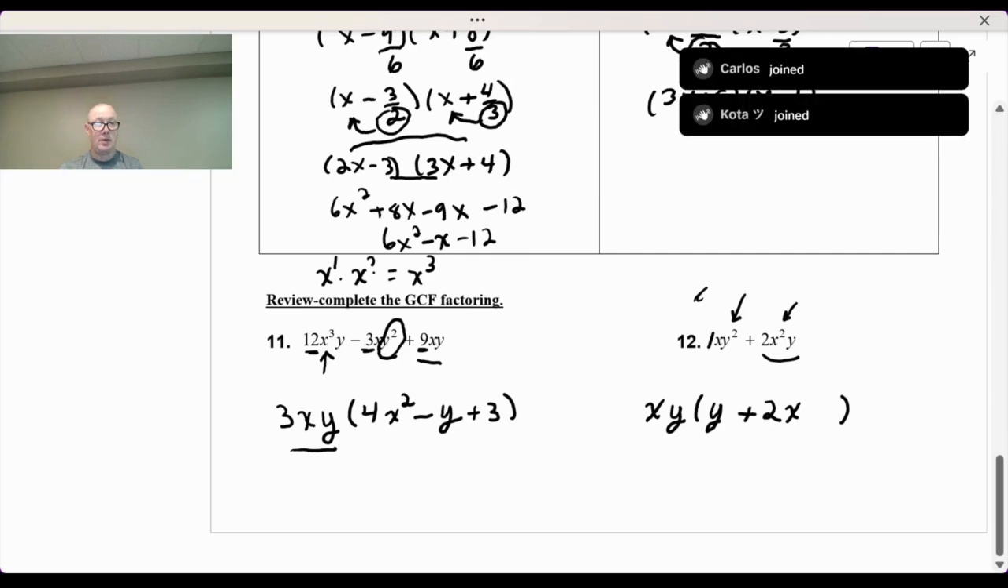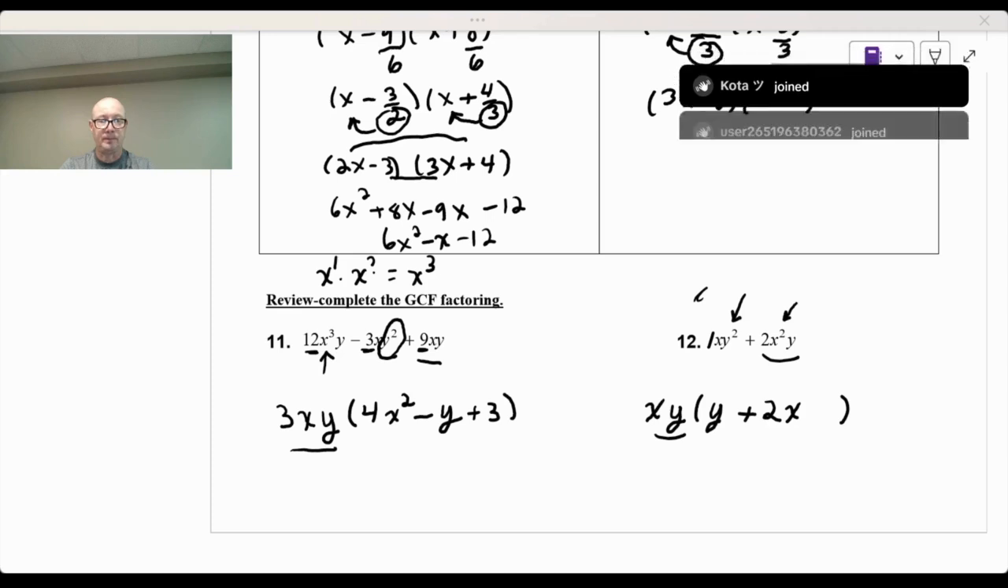And then I need 2x squared y, but I already have a y that I factored out. So that means when I multiply xy by 2x, I'm going to get my 2x squared y. So this would be my answer, factoring out the greatest common factor. Okay? All right, questions on that?